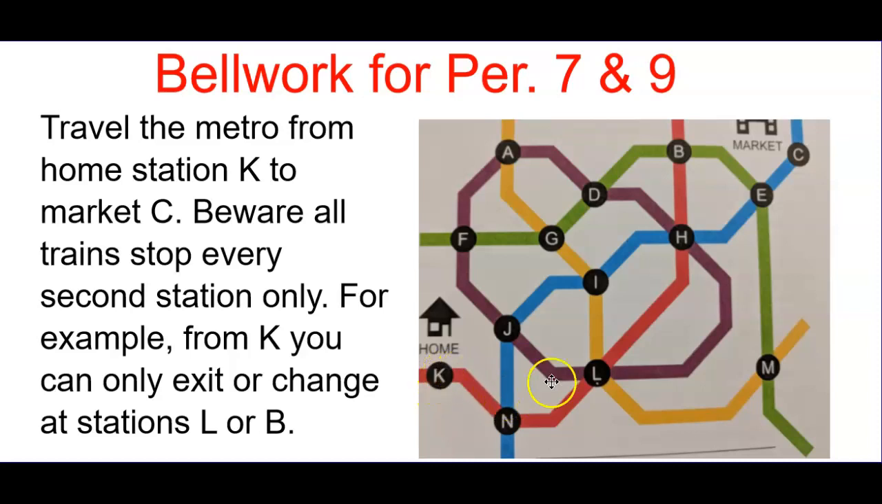So if we are on this line here where K is, you can get off at L and you can get off at B, but you can't get off at N or H because it has to travel two stops before you can get off. So we can't transfer lines until you get to that second stop. So your task is to figure out how you're going to get off at C.